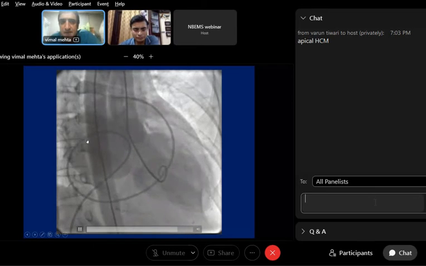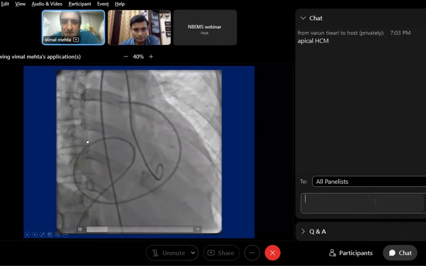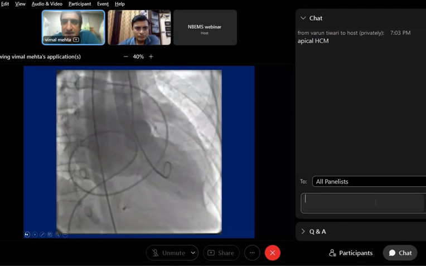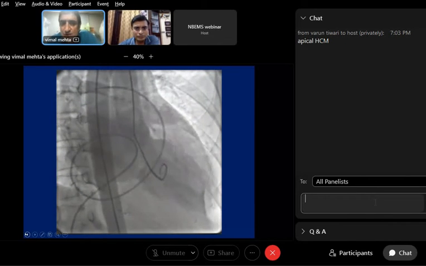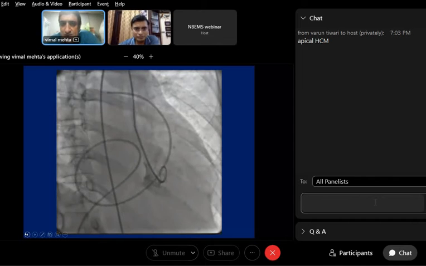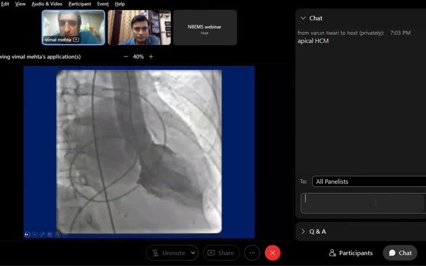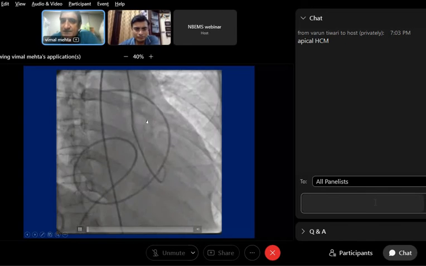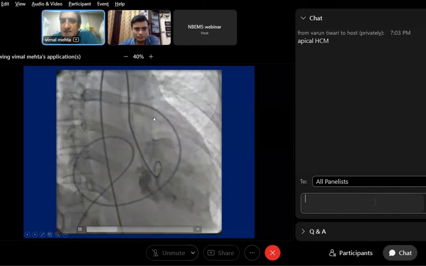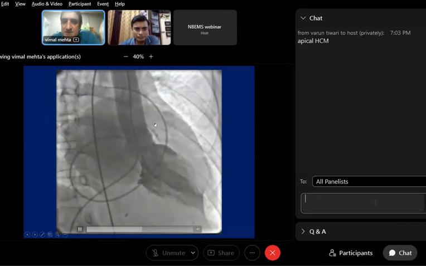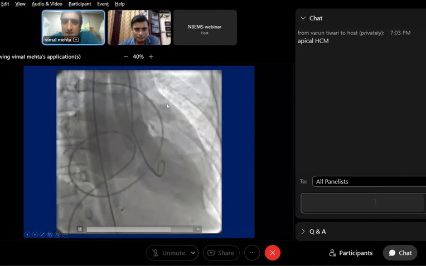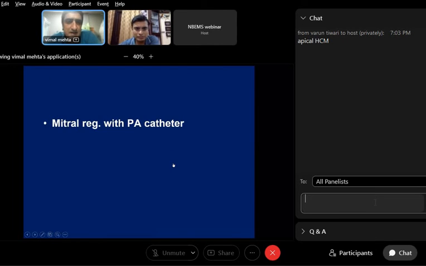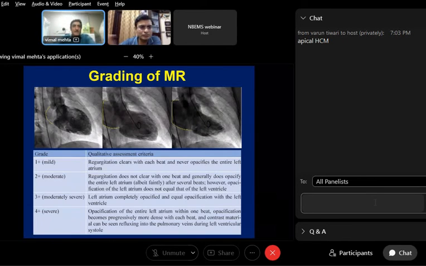And in the left atrium, can you see the left atrial appendage? Where is the left atrial appendage? So it is a generally severe MR. You can see in the previous ones, you are not able to see it so well. So this is the left atrial appendage, which you can see, just over here. So this is a severe mitral regurgitation and PA catheter. So this is how you define the MR.